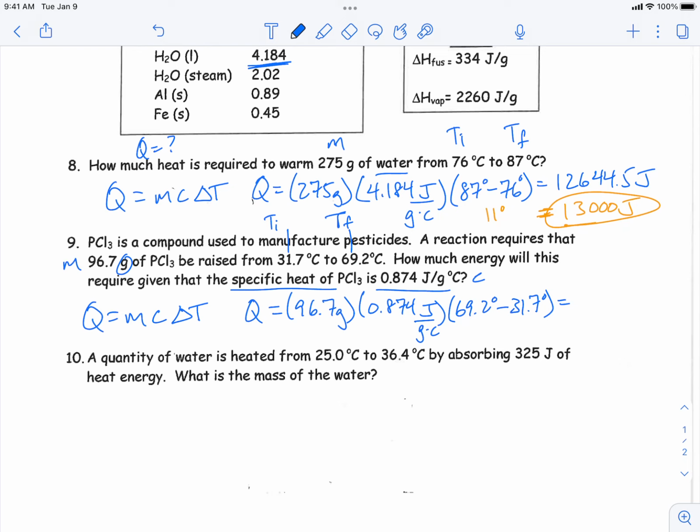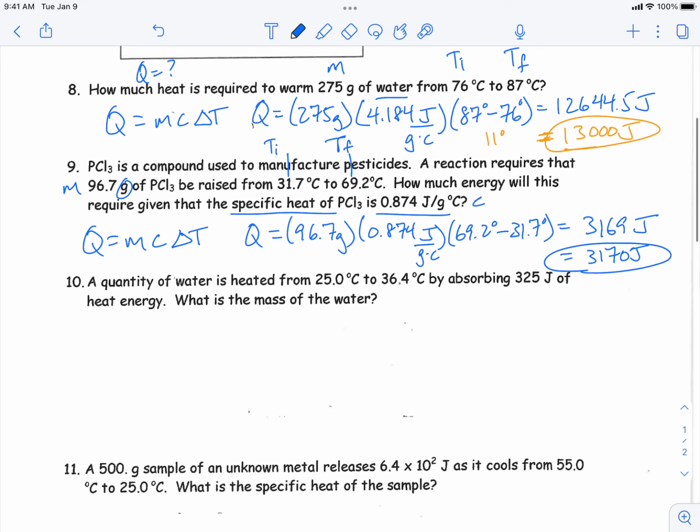And my raw number is 3169 joules. And we're going to have 3 significant figures from this value here. When we subtract this value, we'd have 3 sig figs as well. So I would round this to 3170 joules with no decimal at the end. All right. So 8 and 9, our first 2 problems that we did, we're solving for Q. The next 2 problems are going to be solving for something other than that. So involve a little bit more algebra.